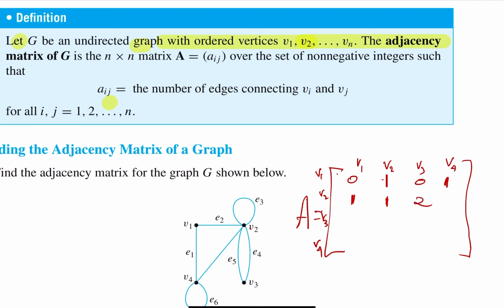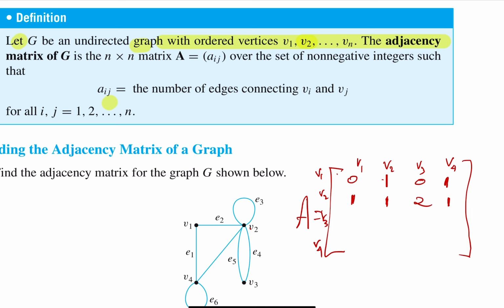Now V2 to V4, we have 1, okay. Look, even if there is no name, as long as it's connected, you have 1, okay.